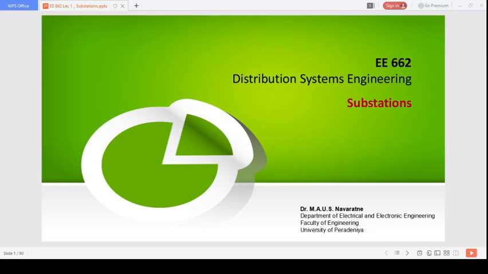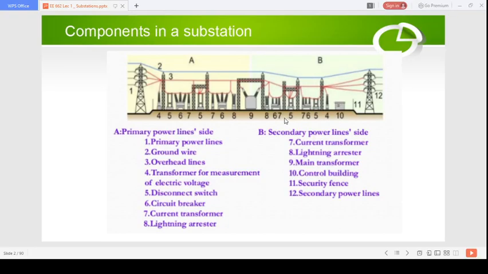Starting from today, we will discuss the substation. Talking about substations, I mentioned them briefly in the introductory session, along with their different configurations. So I will briefly go through that section in a couple of slides.